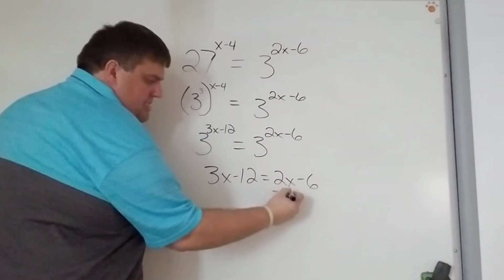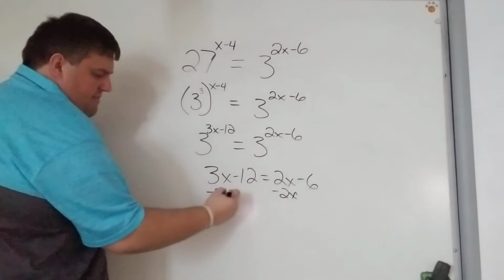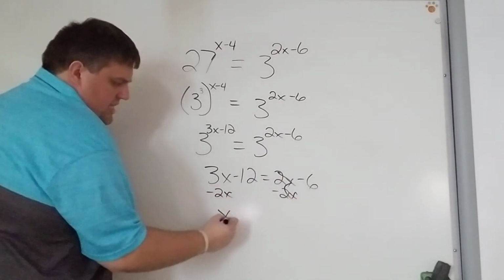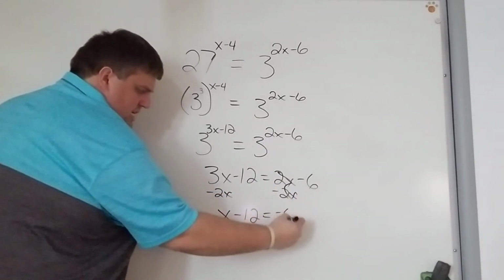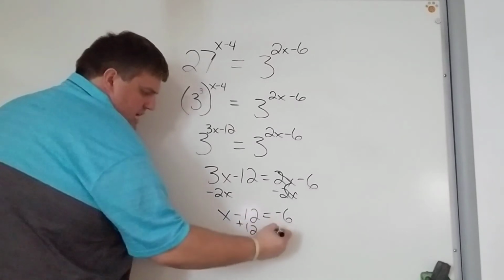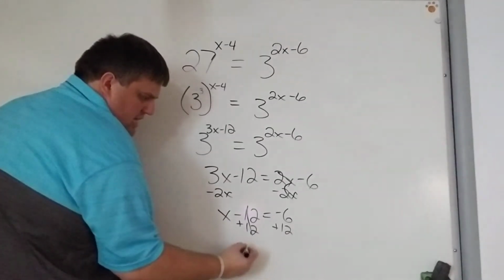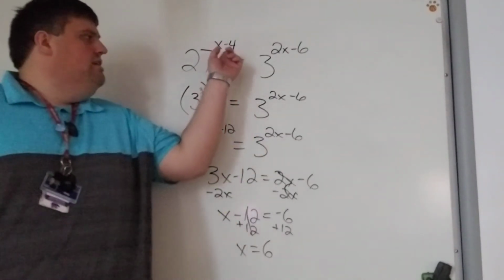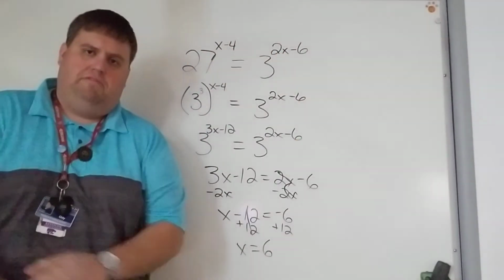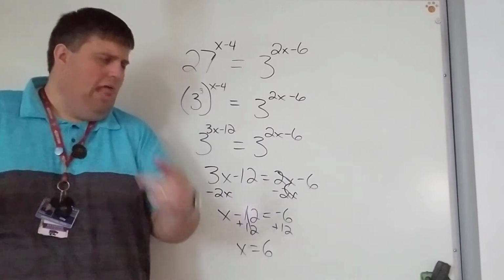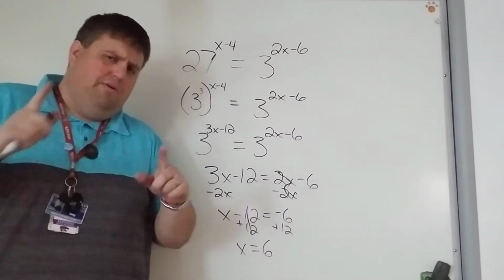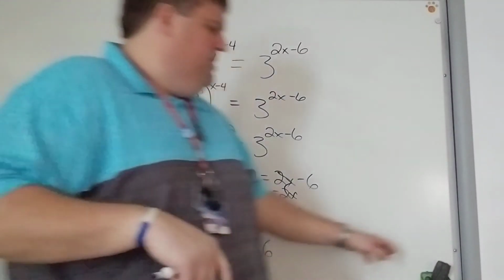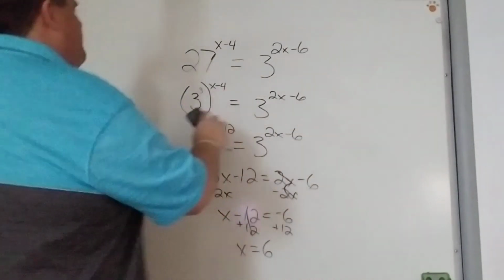And then the rest of this, I think you guys will be fine with. That's just 3x minus 12 equals 2x minus 6. Subtract 2x, so x minus 12 equals negative 6. Add 12 to both sides, and you get x equals 6. So if x was 6, these two would be equivalent to each other. I want to do one more of those because I want to do one that's a fraction to show you the difference there. All right.